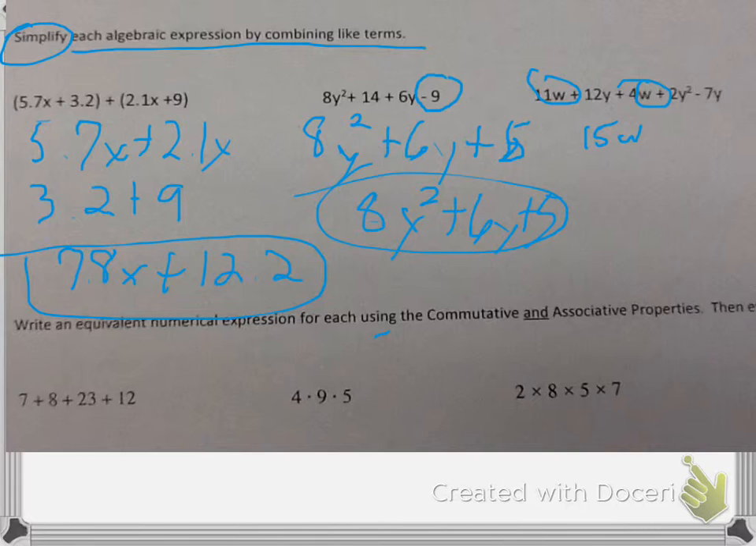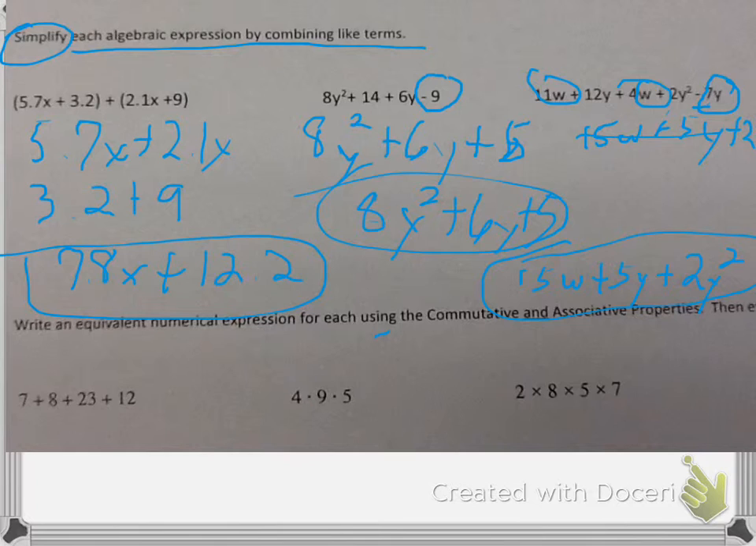So 12y minus 7y. So again, I have to look at that operation. That's a subtraction. So 12y take away 7y would be 5y. So plus 5y. And then I have my 2y squared that's left. So plus 2y squared. I ran out of room there, so I'm just going to rewrite this down below. So I had 15w plus 5y plus 2y squared.